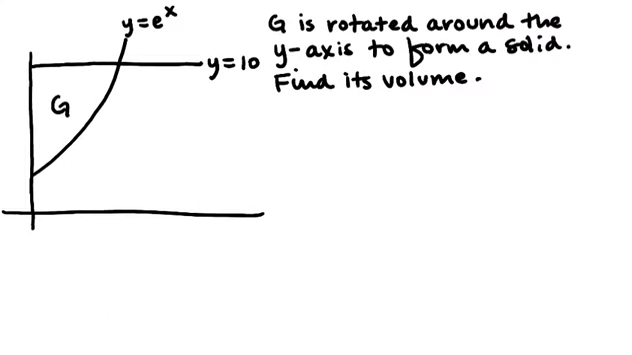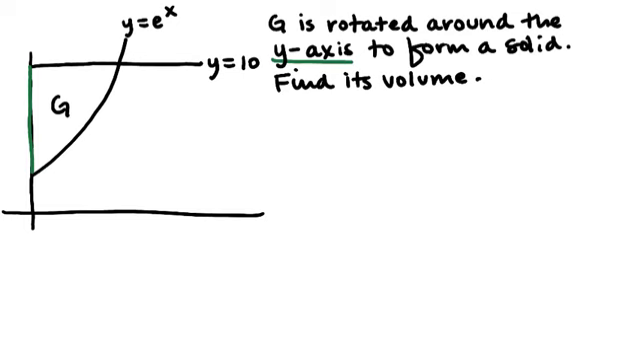Next, I've got this region G, which is enclosed by the y-axis, the graph of y equals e to the x, and the graph of y equals 10. I'm rotating around the y-axis to form a solid, and I want to find its volume. Again, the axis of rotation is the y-axis, and the y-axis is touching the region at all points. So this is going to use the disk technique.